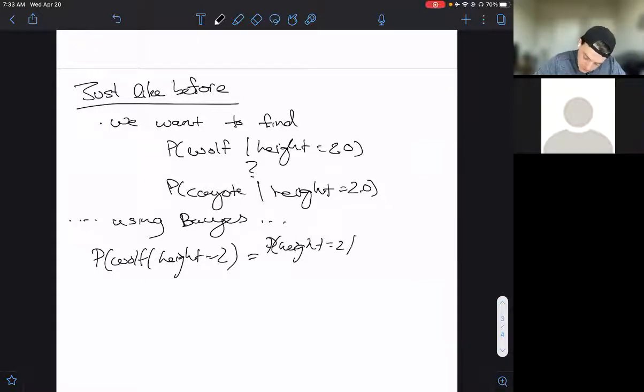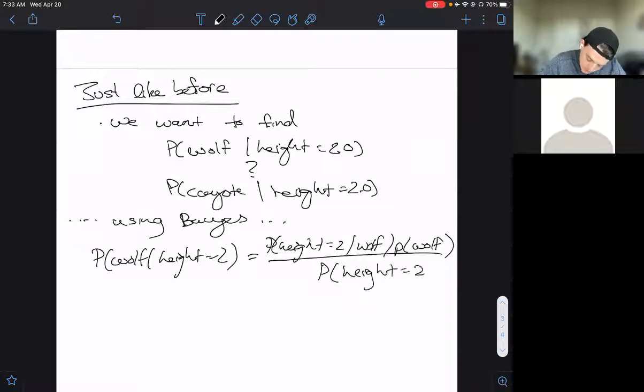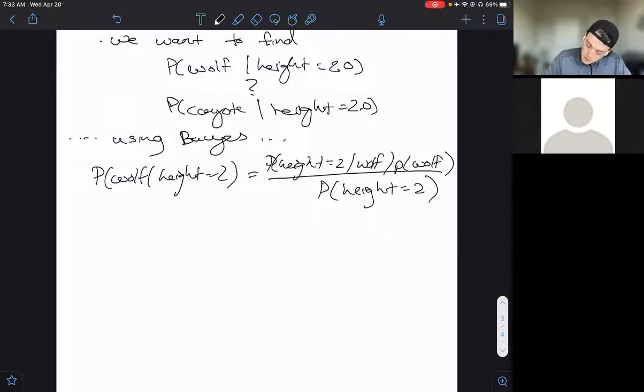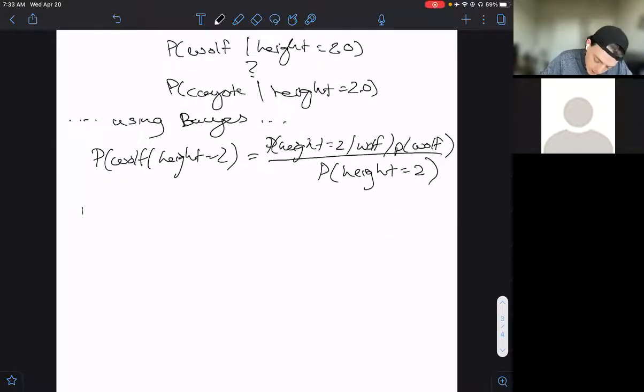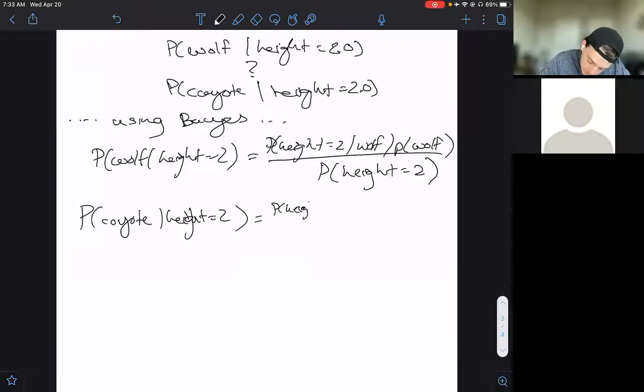Height is equal to 2 given wolf times the probability of a wolf over the entire probability of the space of the height is equal to 2. Similarly, we have another formula for the coyote that looks exactly the same, except that we're going to be replacing it with the coyote. So equals 2. And then I'll just go ahead and finish this so that it's just complete.